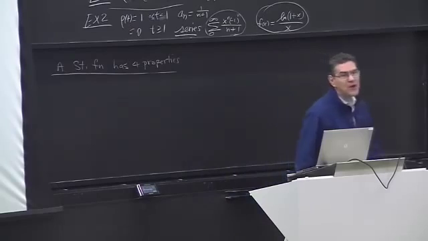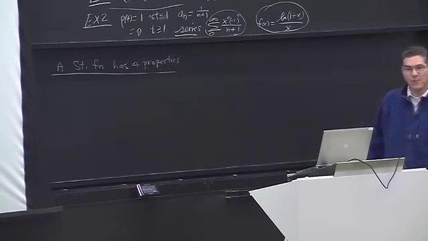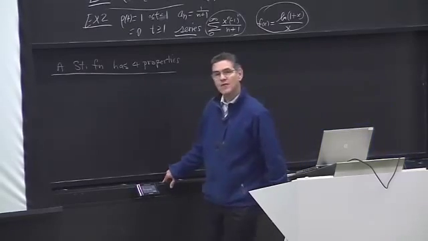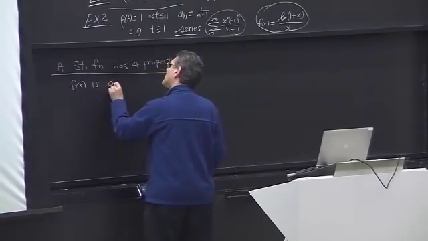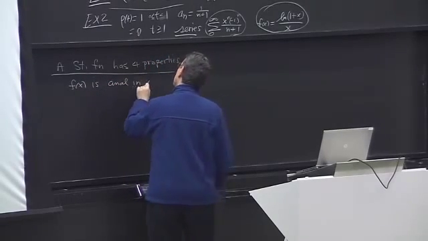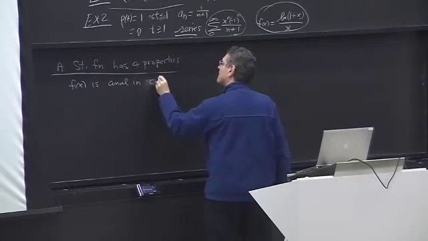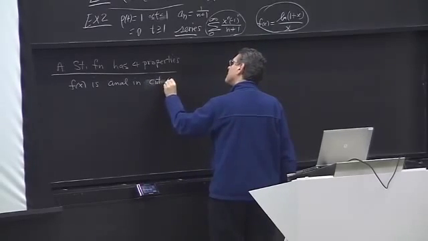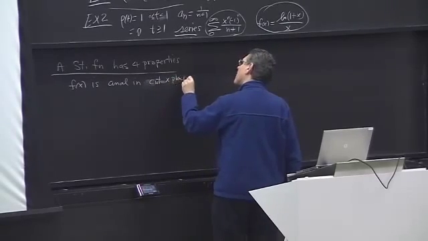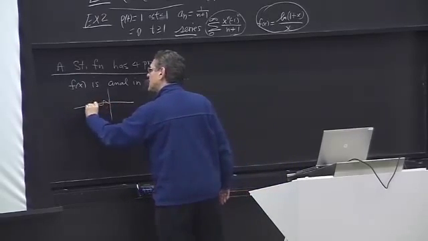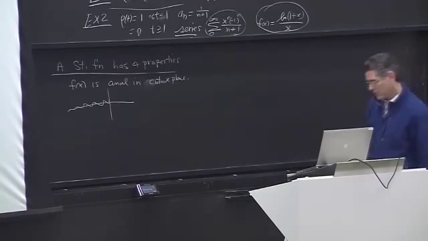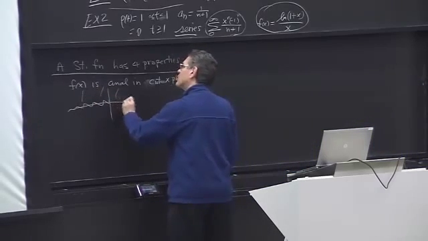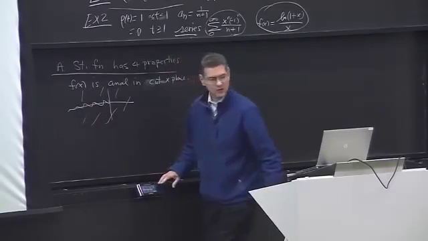Okay, a Stieltjes function has 4 properties, very important properties. A very important property is that f of x is analytic in the cut x-plane, with a cut on the negative axis. It's guaranteed to be analytic everywhere except on the negative axis.